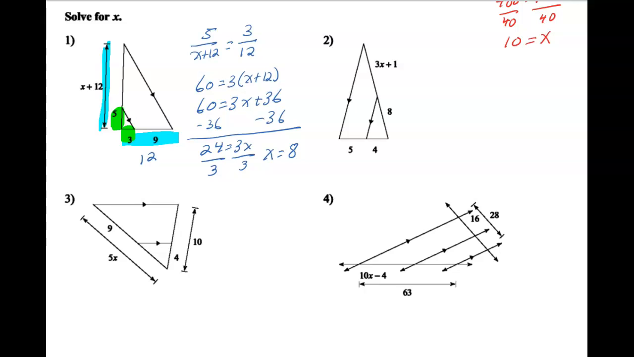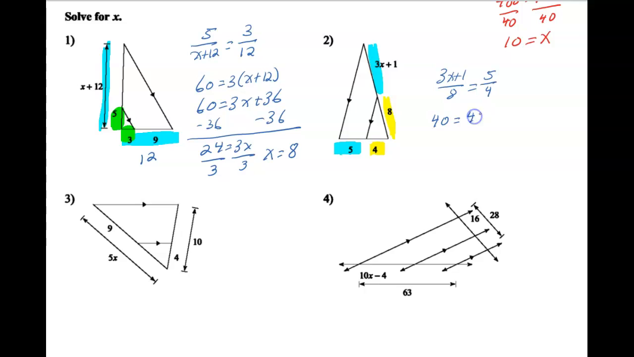For problem number 2, we can do the top piece to the bottom piece, so blue to yellow, is equal to the top piece, blue, to yellow. So the proportion we could set up is 3x plus 1 over 8 is equal to 5 over 4.